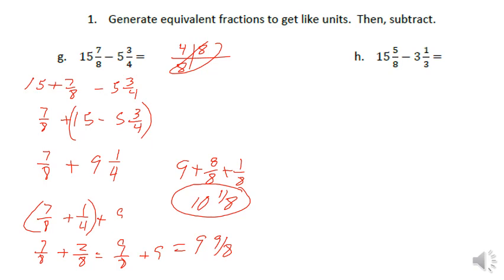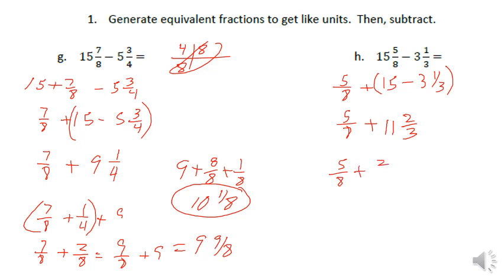On H, I'm going to go ahead and rewrite this one right away to going 5/8 plus 15 minus 3 1/3. Notice I don't decompose that last subtrahend because I'm going to be subtracting that. So I'm going to take that away from 15, and I've got 5/8 plus, and 15 minus 3 is going to be 12. 12 minus 1/3 is going to be 11 2/3. So now I got 5/8 plus 2/3 plus 11.